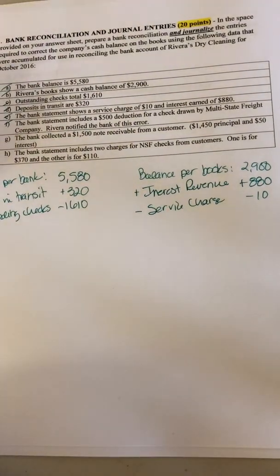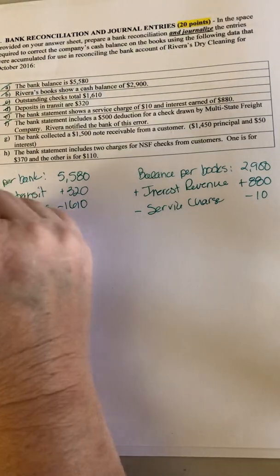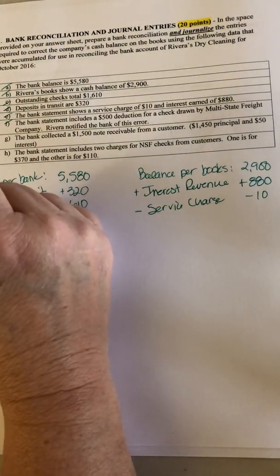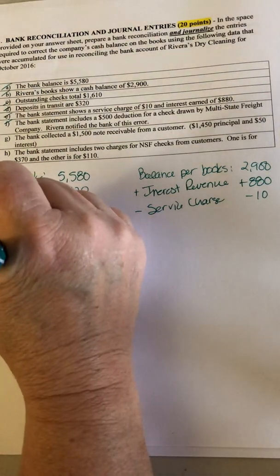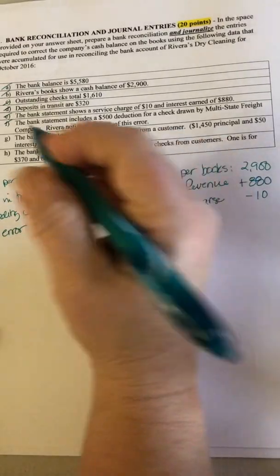All right, next, the bank statement includes a $500 deduction for a check drawn by Multi-State Freight Company. Rivera notified the bank of this error. So basically, the bank took money out of their account for a check that wasn't theirs. That's a mistake on the bank's part. The bank originally subtracted it out, so it needs to be added back to the bank side. It's a bank error of $500. They need to add $500 back.